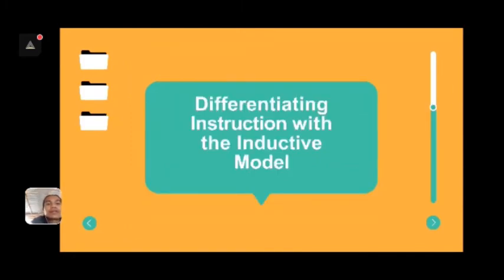Okay, so now I will explain differentiating instruction with the inductive model. The inductive model, like most models in this book, is ambitious in its very design and includes plans to develop students' capabilities in ways that are both broad and deep. However, achieving this in actual practice can be challenging.